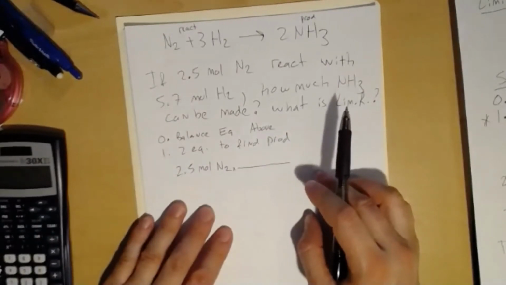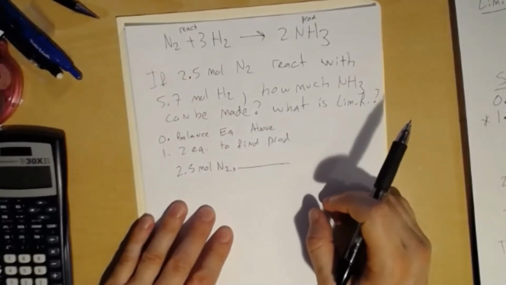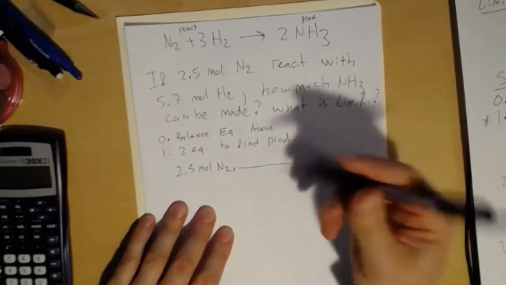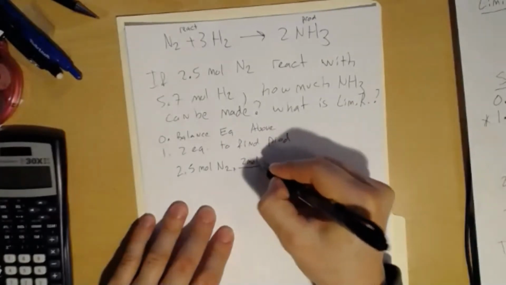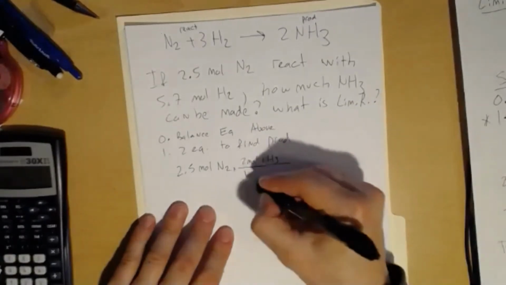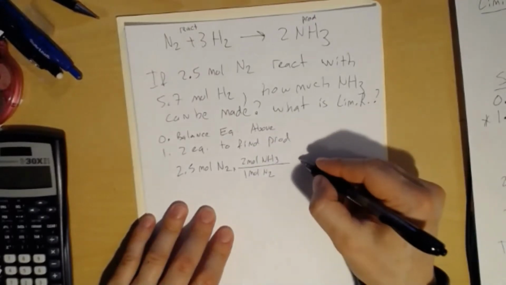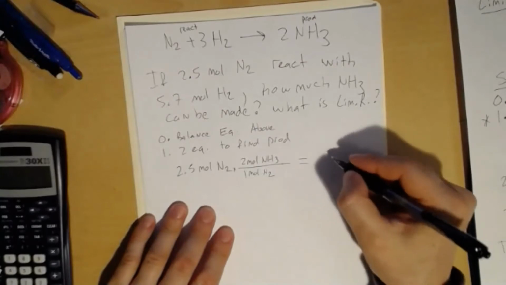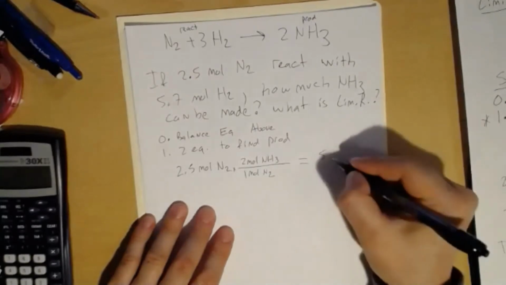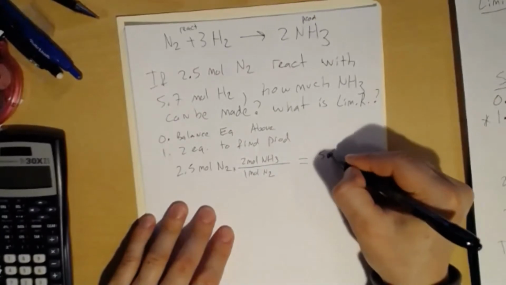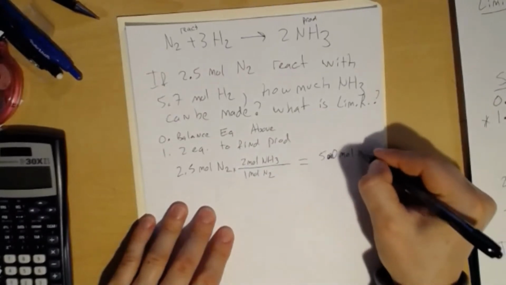Yeah, so someone's texting 1 to 2. Where's the 2 have to go? Up top. Yeah. Up 2 on moles top of ammonia, 1 mole of nitrogen. Okay, well, that's pretty easy. 2 times 2.5 is 5. Well, actually, let's make it 2 sig figs. 5.0 moles of NH3.